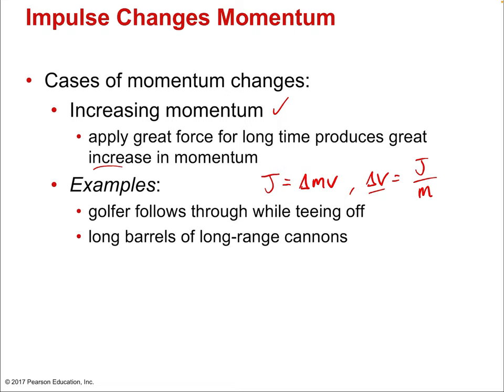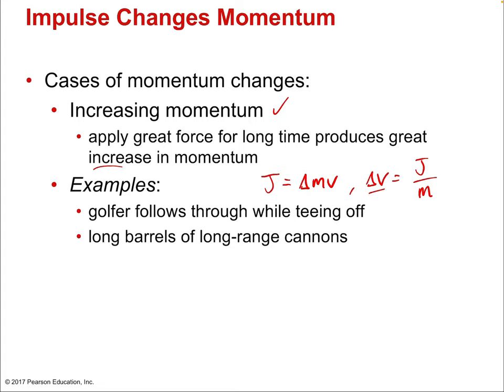Also, long barrels of long-range cannons. That long barrel means more contact time for the force on the ball, because the chamber where the explosion is happening in a cannon, that's where the force is actually being applied due to the chemical reaction of the explosion. So longer chamber means greater contact distance, thus greater contact time between the explosion and the ball, thus greater change in momentum. Okay?